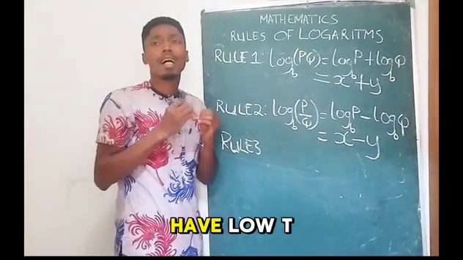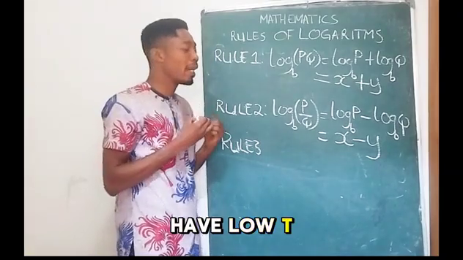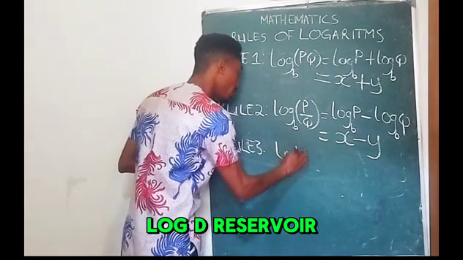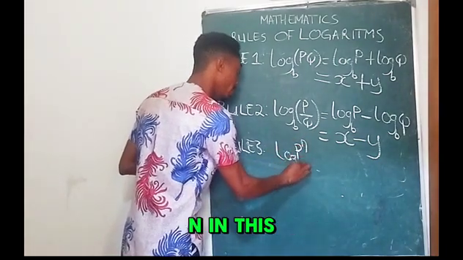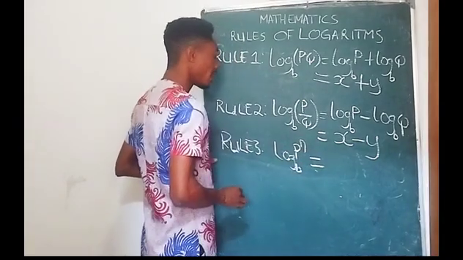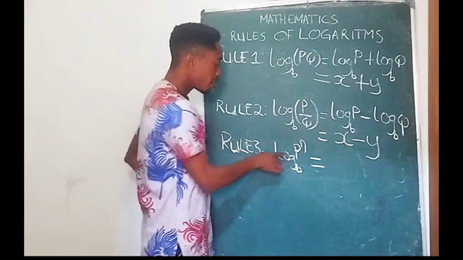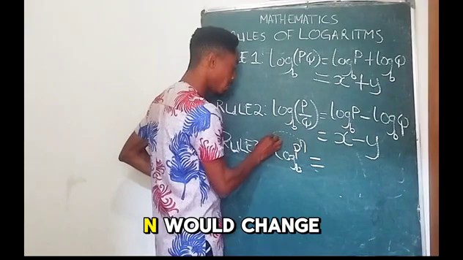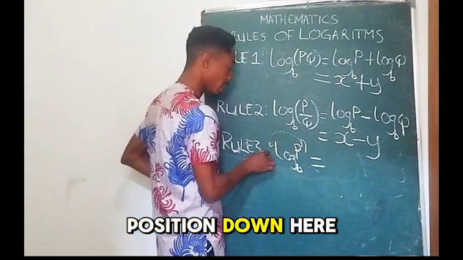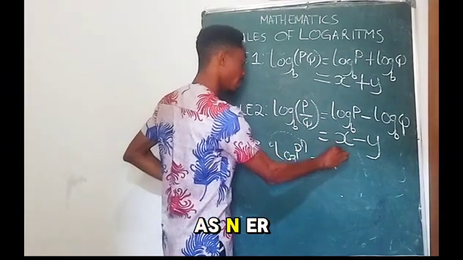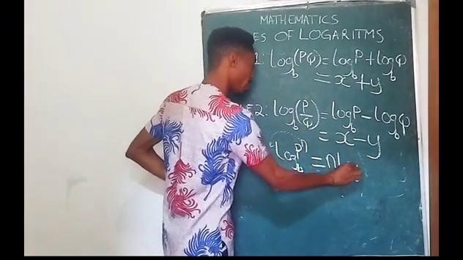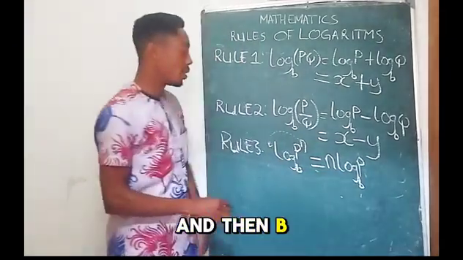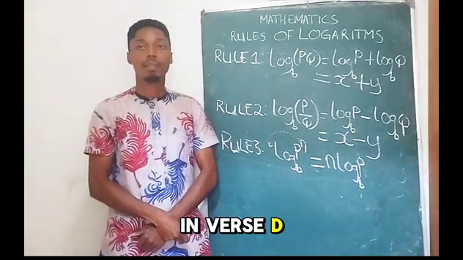So if we have log P raised to power n in base B, P is having a power n. This is the same thing as n changing position down here. So this is the same thing as n log P in base B.